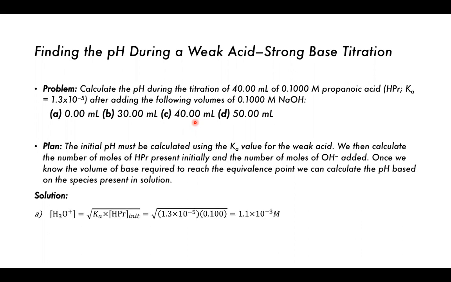So the solution then for A is hydronium ion concentration is equal to the square root of Ka times the concentration initially of propanoic acid. Fill in the values into our calculator, and we get a value of 1.1 times 10 to the minus 3 moles per liter, which gives us a pH of 2.96.